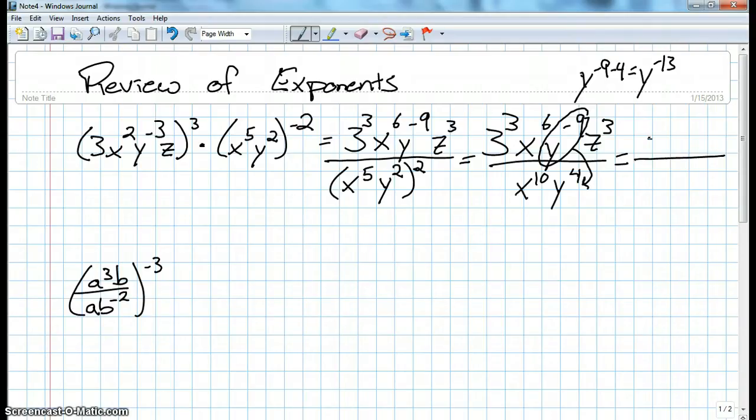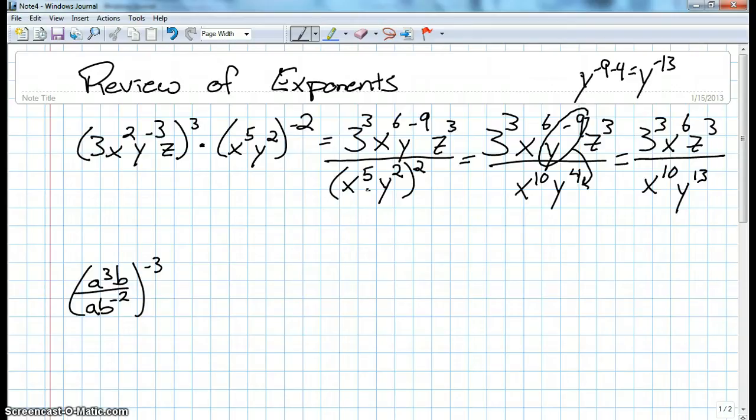So, in the numerator, we still have 3 to the third, we still have an x to the 6th, and a z cubed. In the denominator, we now have x to the 10th and y to the 13th. What about from here? Why did the x to the 10th go to the bottom? Well, the x to the 10th is in the bottom after we had the x to the 5th squared. That was already in the bottom. Oh, okay. But what can we do from here? Combine the x's. All right, combine the x's. What do you mean by that? What's it go to?